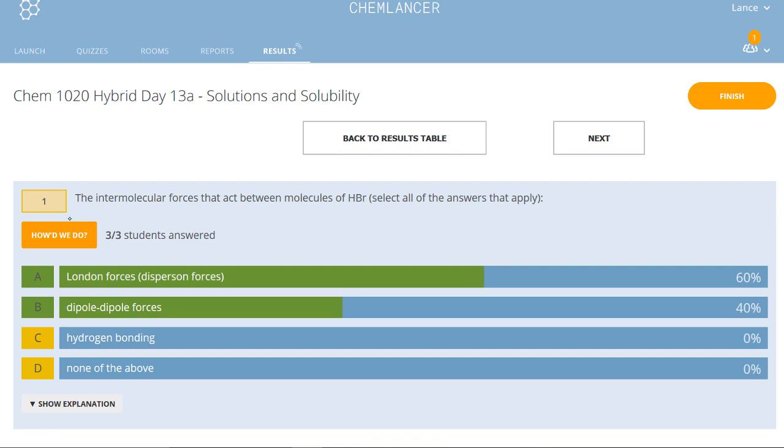And so if we look those up, we'd see there's a difference in electronegativity. If one's more electronegative than the other, then it's going to be a polar molecule. If it's a polar molecule, it would have dipole-dipole forces. And all molecules have London forces. So any questions on that one?